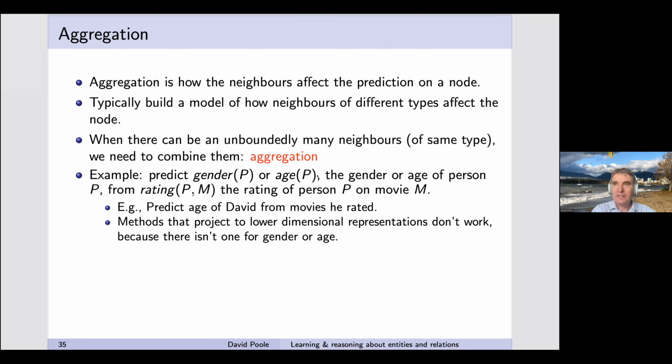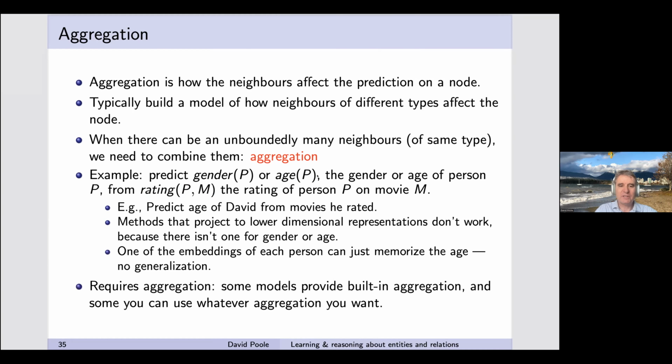A lot of these work, the ones we've seen before, work by projecting to a low dimensional representation. So a vector representation, we project them down into a vector for ratings. We could project them down into the gender or age, but there isn't a lower dimensional gender or age representation. So if we try and represent a vector for a person, you can just memorize the gender. You don't need to generalize over it, right? You just memorize their age. So the vector for a person can just include those things. You can just memorize the age, we get no generalization. Somehow we have to aggregate over all of these other movies, and nothing sort of works at the moment.